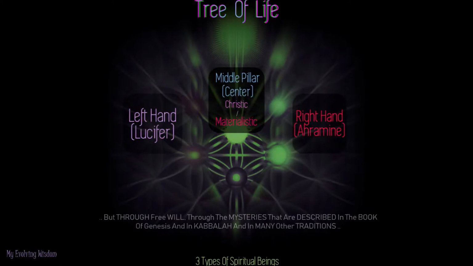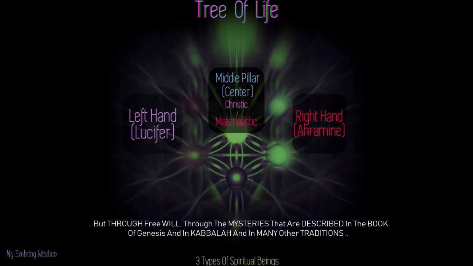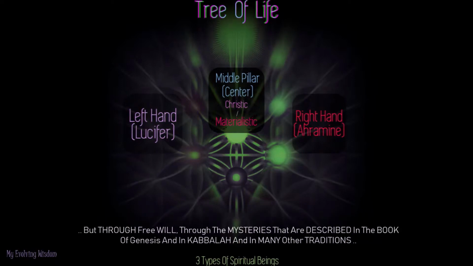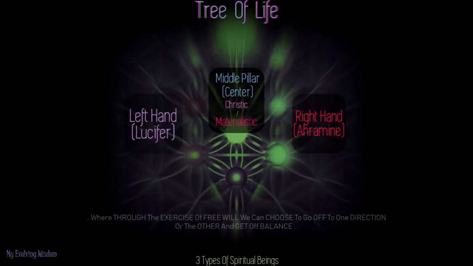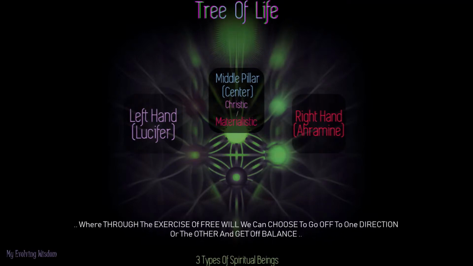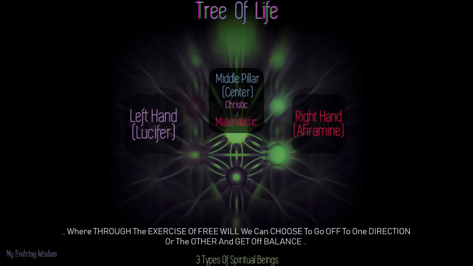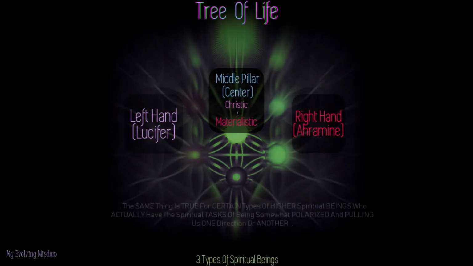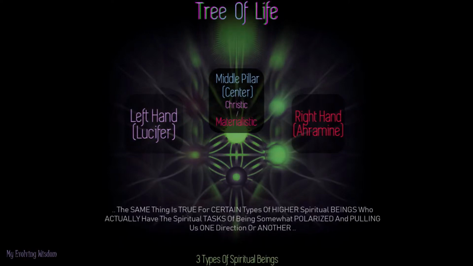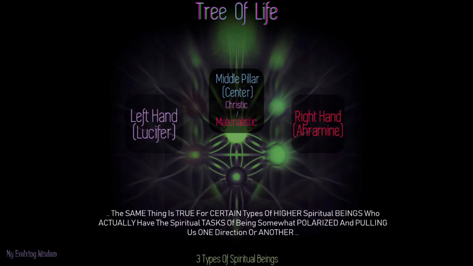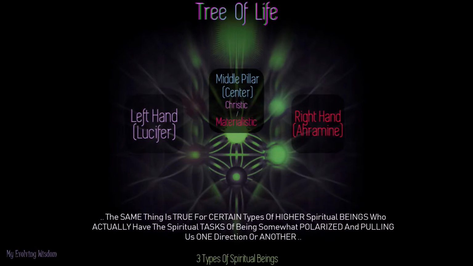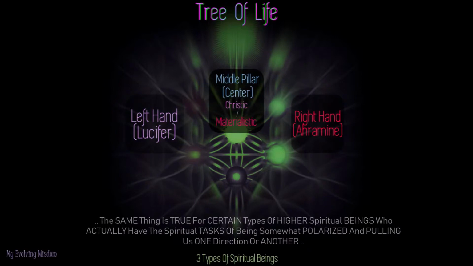But through free will, through the mysteries that are described in the book of Genesis and in the Kabbalah and many other traditions, through the exercise of free will, we can choose to go off in one direction or the other and get off balance. The same thing is true for certain types of higher spiritual beings who actually have the spiritual task of being somewhat polarized and pulling us one direction or another.